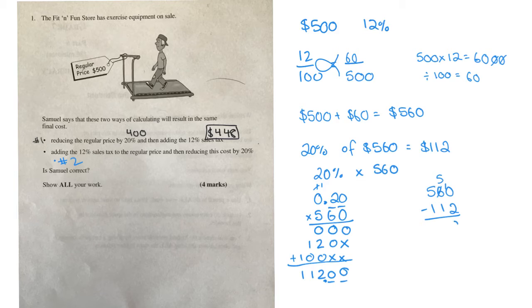So I do 560 minus 112, which gives me $448. Is Samuel correct? Yes. And so you would need to show all of the work that I erased and the new work that I've done here to show that that is correct.